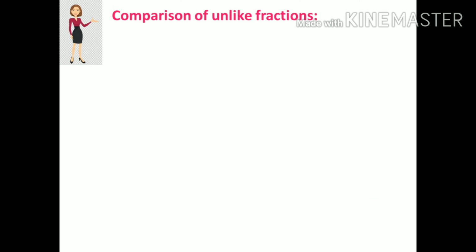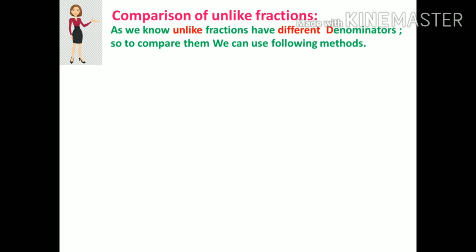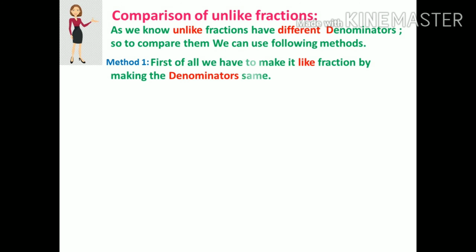Now let's see how to compare unlike fractions. As we know, unlike fractions have different denominators, so to compare them we can use the following methods. Method 1. First of all, we have to make them like fractions by making their denominators equal. For example, to compare 3 upon 8 and 5 upon 12, we have to find out the LCM of 8 and 12 to make their denominators the same.